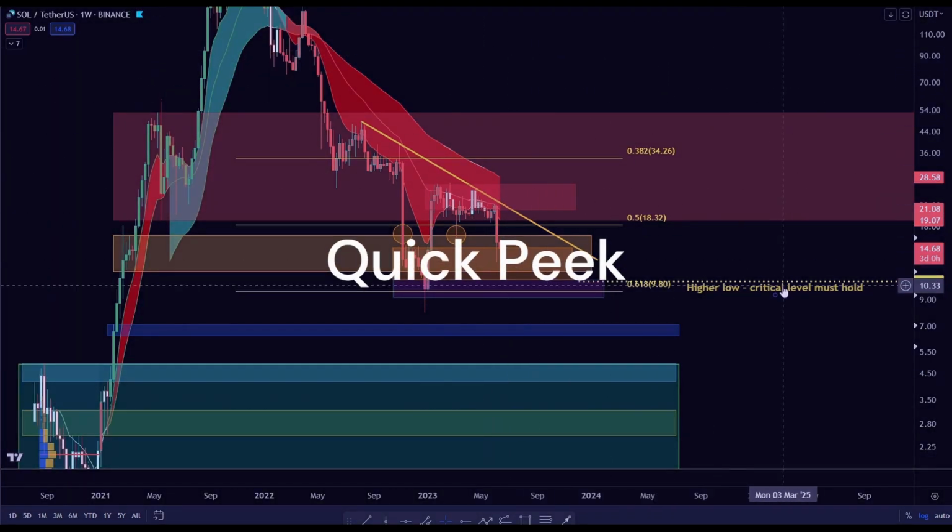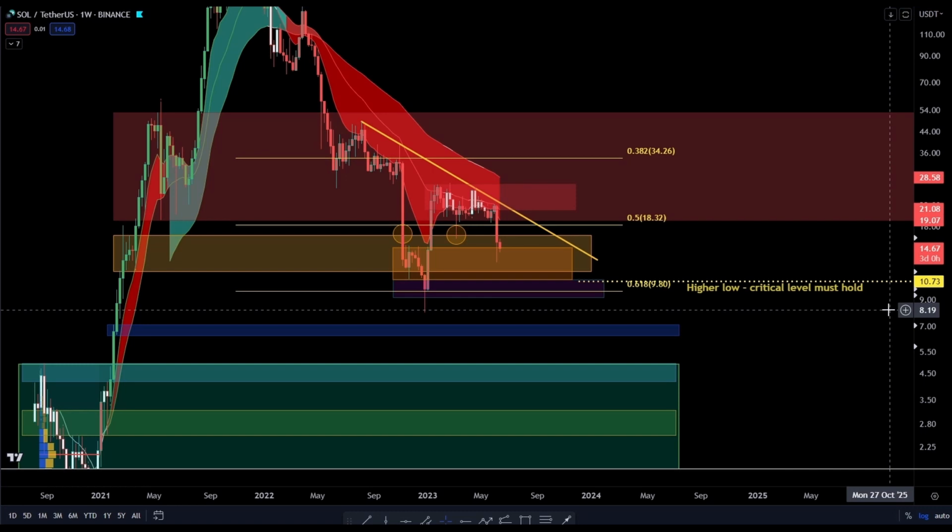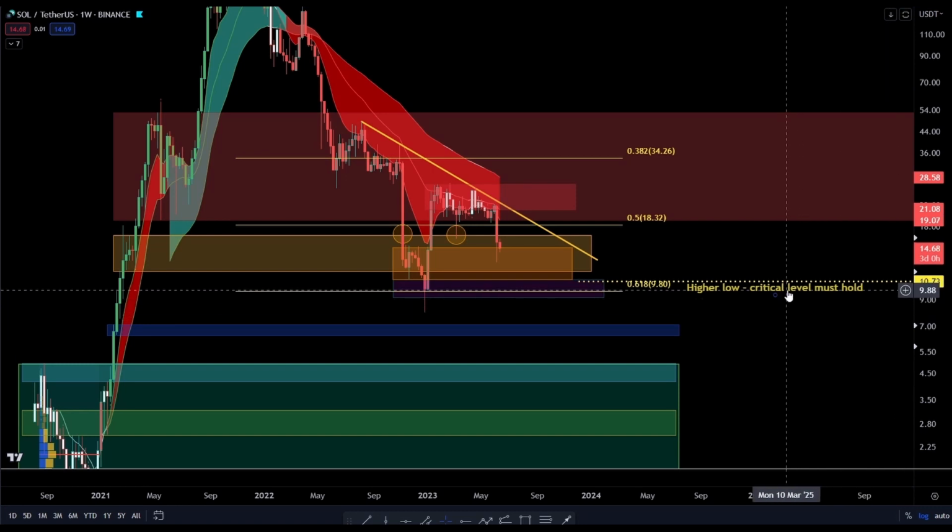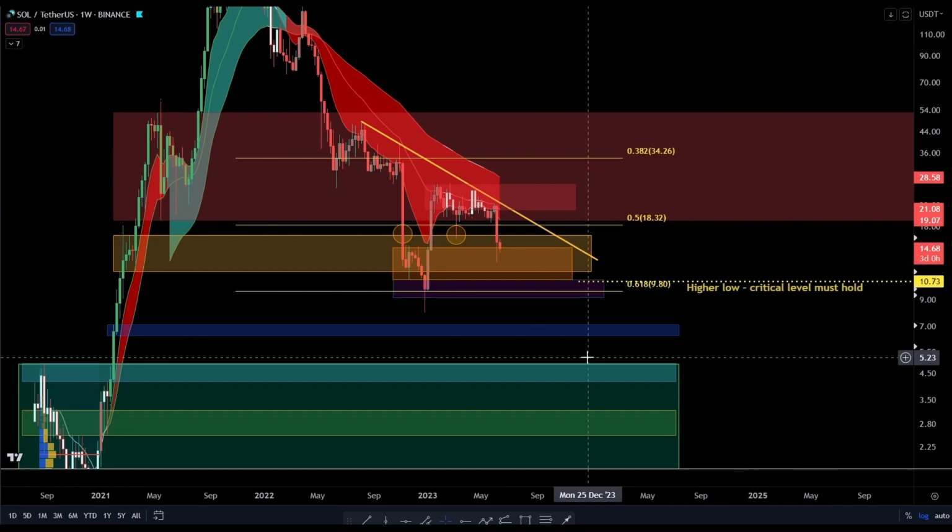We can start layering on what these levels mean by labeling them, right? For example, the 0.618 retrace is a higher low as a critical level that must hold. If it does not, we may see price action below here.